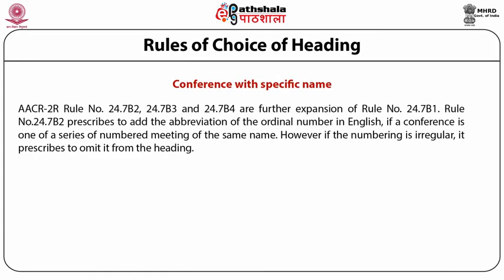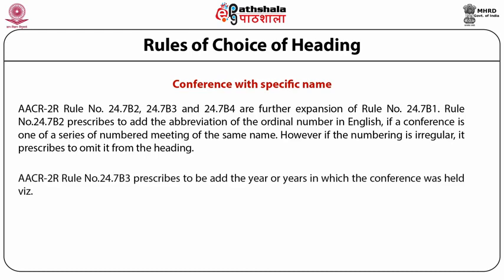AACR2R rules 24.7b2 to 24.7b4 are further expansions of rule number 24.7b1. Rule number 24.7b2 prescribes to add the abbreviations of the ordinal number in English if a conference is one of a series of numbered meetings of the same name. However, if the numbering is irregular, it prescribes to omit it from the heading. AACR2R rule number 24.7b3 prescribes to add the year or years in which the conference was held. For example, Conference on Machinability (2nd, 1985, place name).